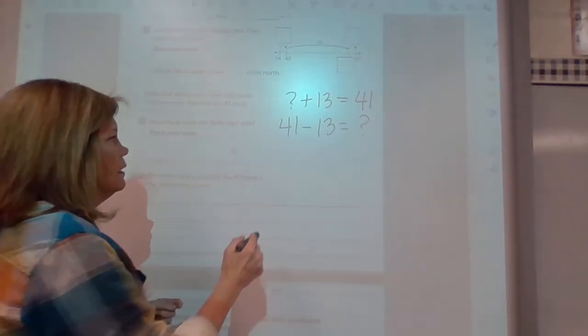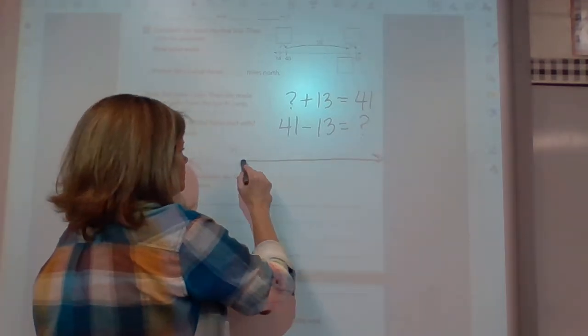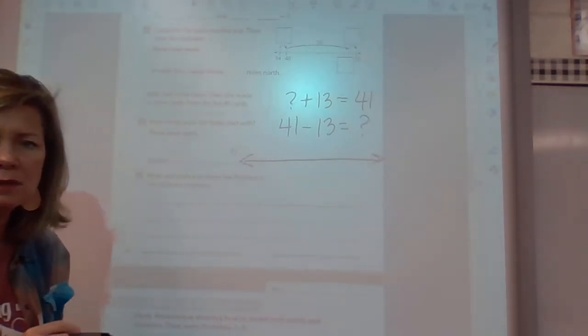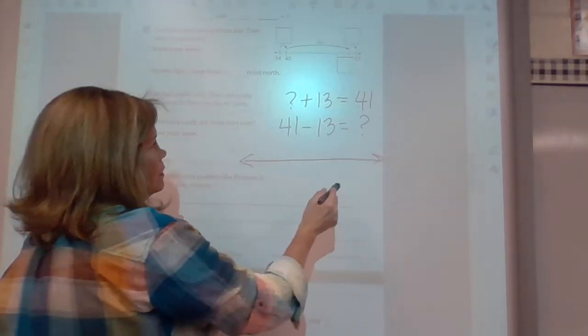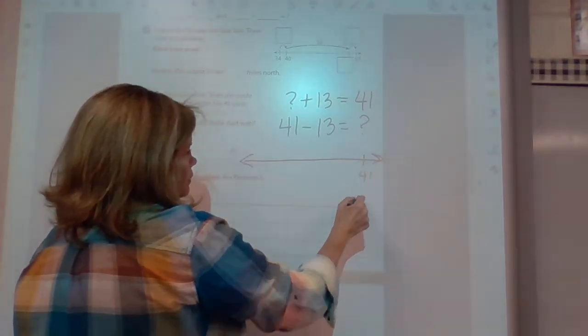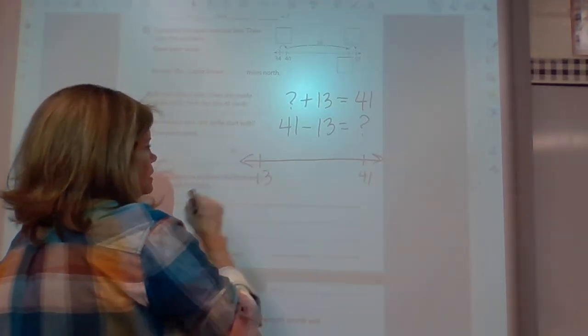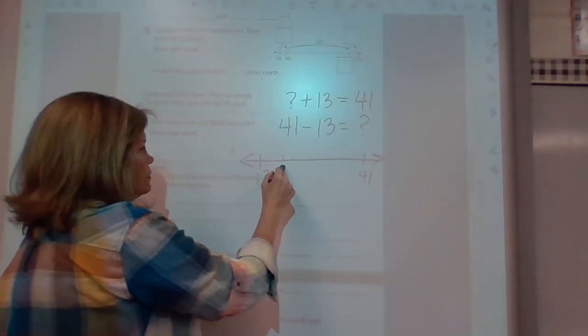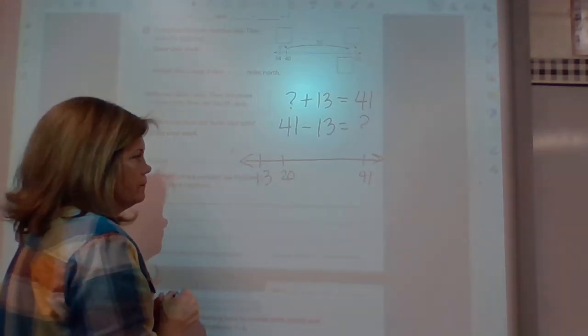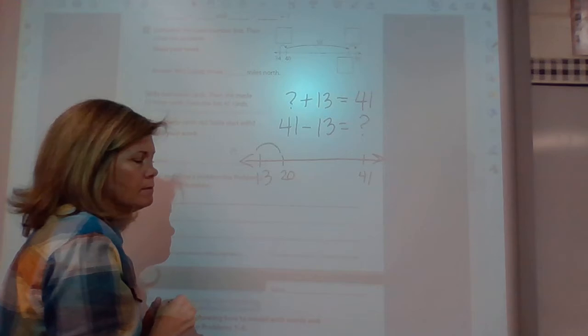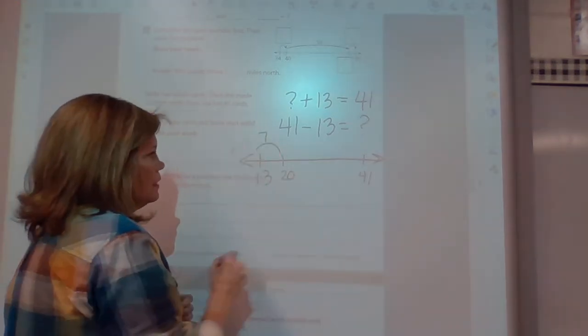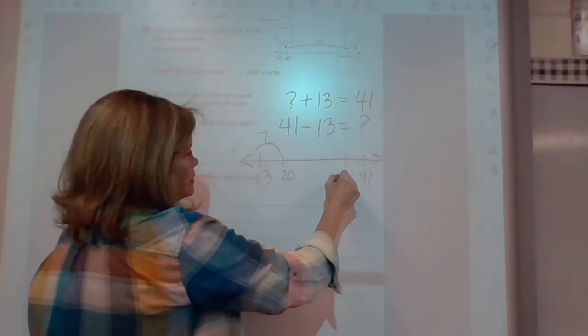Okay. Easy peasy number line. That's what we're working with in this lesson. So I know I'm going to end up at 41. I know I'm going to start at 13. The next nearest 10 to 13 would be 20. 13 to 20, that's 7. The next nearest 10 to 41 is 40.